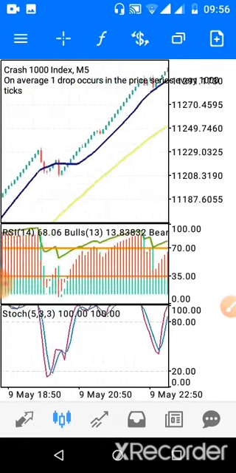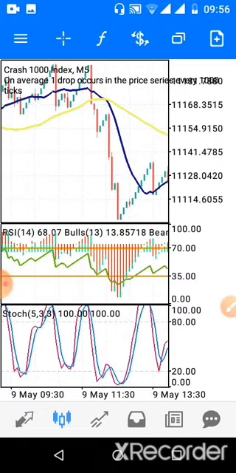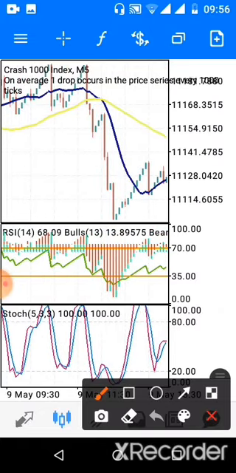Immediately the yellow line goes above the blue line, sorry. Spikes begin to happen, and immediately the green line almost touches the 70. Spikes begin to happen, and immediately the red and the blue line go above the 80 coming down. Spikes begin to happen. So this is a 5-minute time frame.